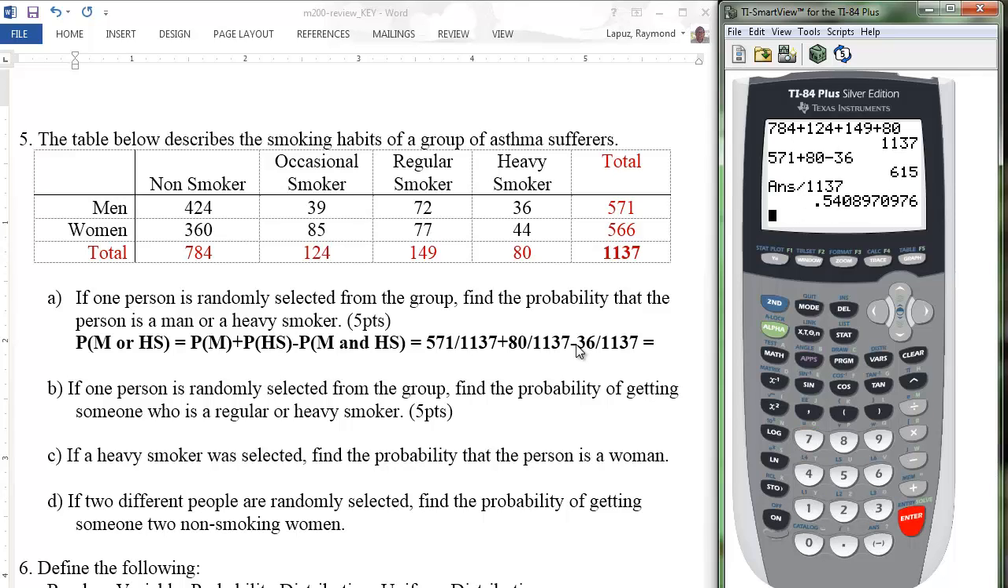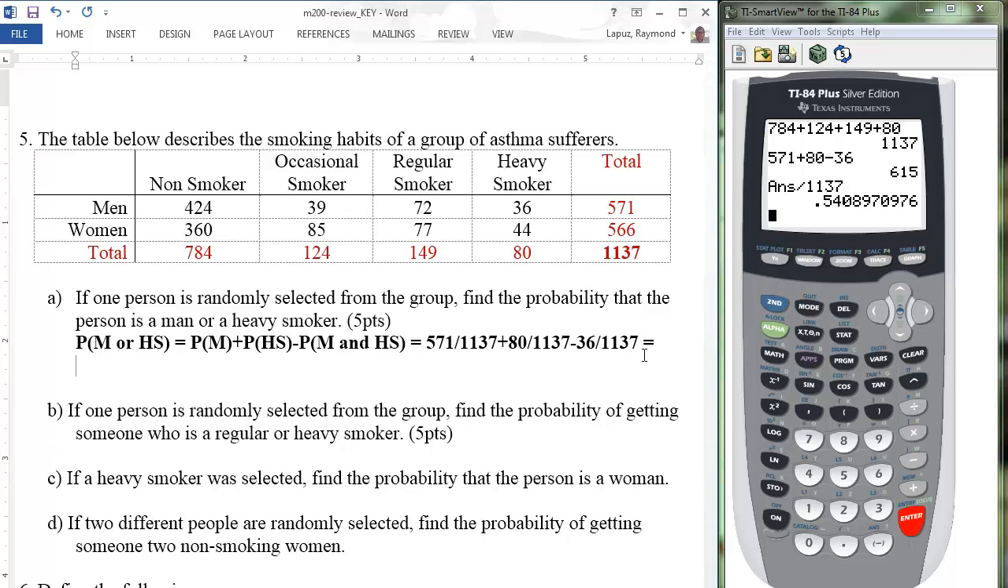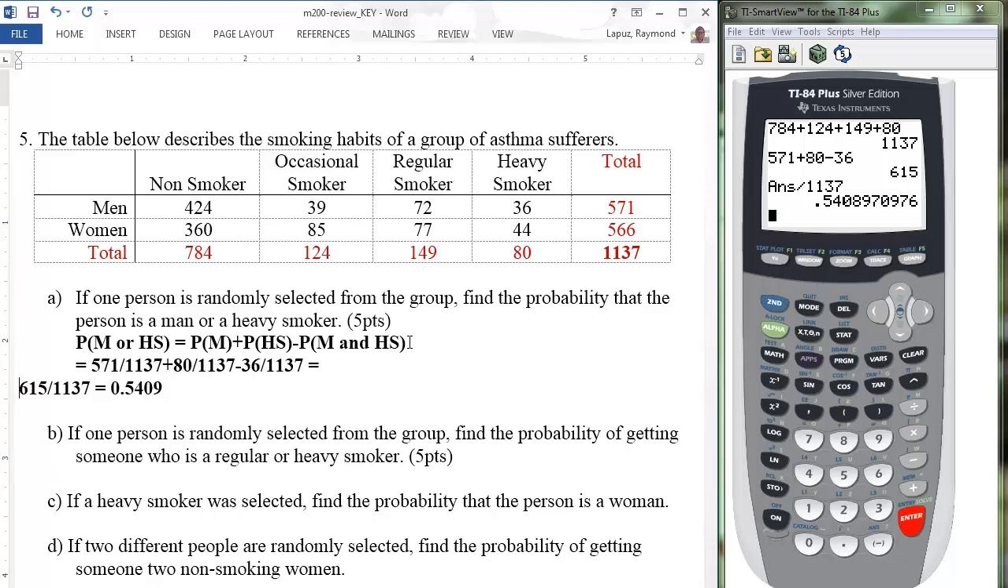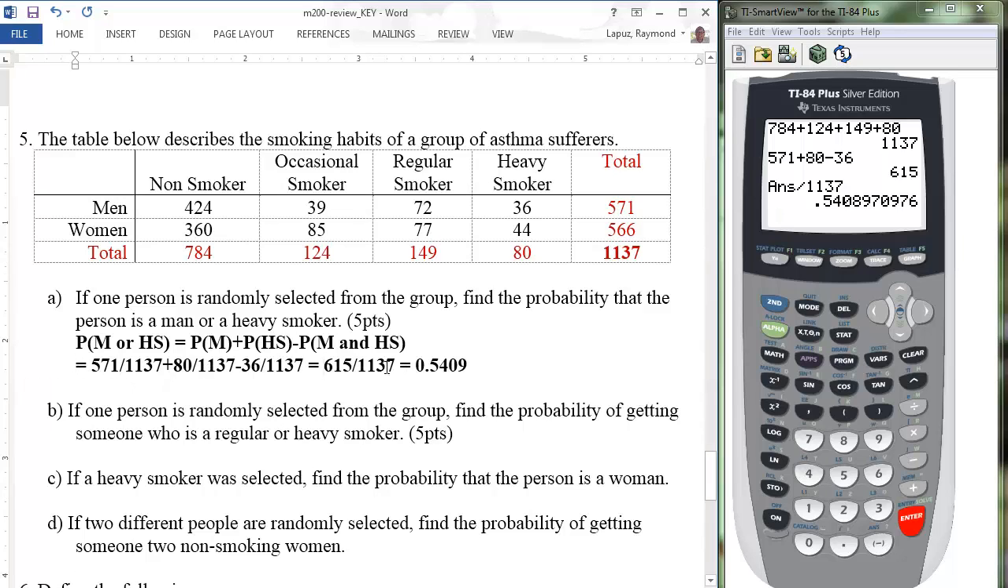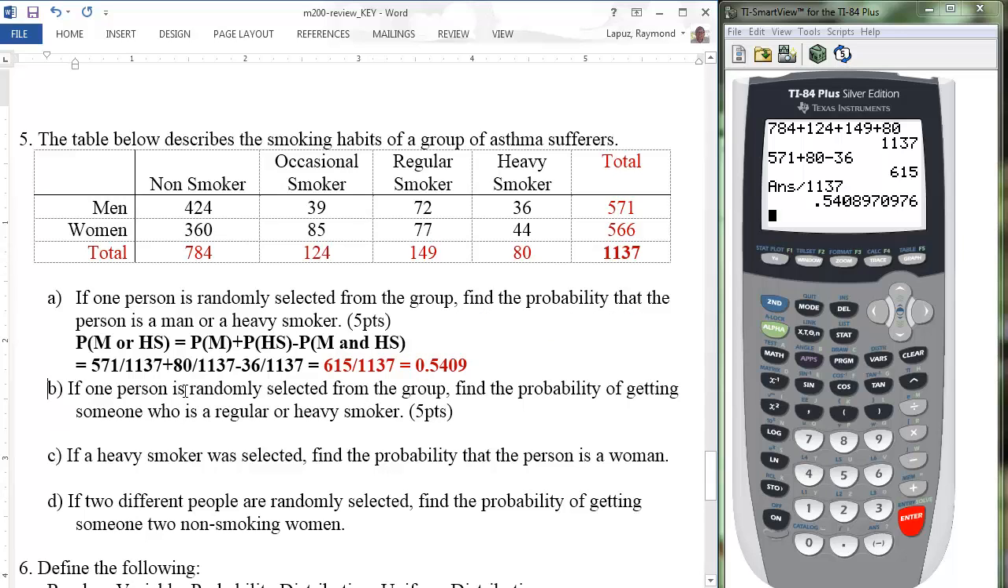And to get the decimal or percentage out of that, you divide by 1137. So 615 divided by 1137 is equal to 0.5408, which rounded would be 0.54. So here's our answer. Alright, let's go to the next one.